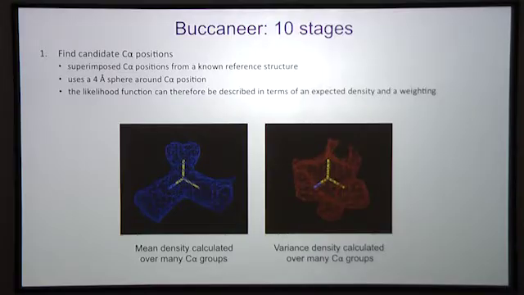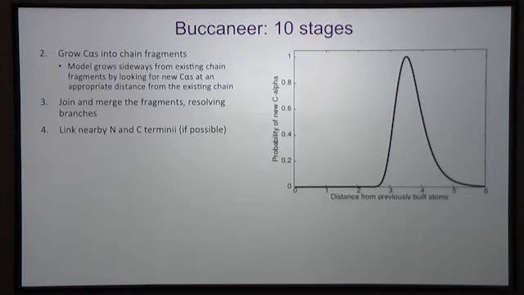To illustrate this, we'll take the very first step of Buccaneer, which is to identify candidate C alpha positions. So it takes this simulated map from the reference structure and it superposes all the C alpha positions in that. And from that, it calculates a mean density and also a variance density. And this together becomes the likelihood function that you can then search in your experimental map to find all possible candidate C alpha positions. Because C alpha positions are kind of spaced evenly, it then becomes possible to connect the C alpha positions by lateral growing in a way that can then extend the chain.